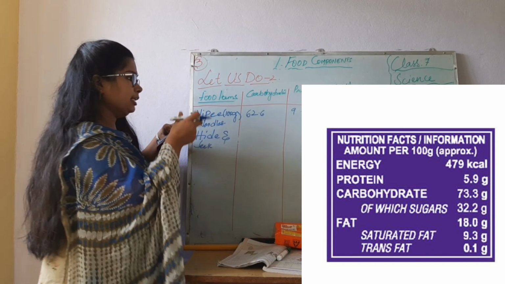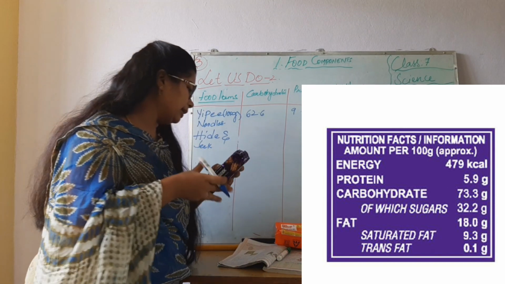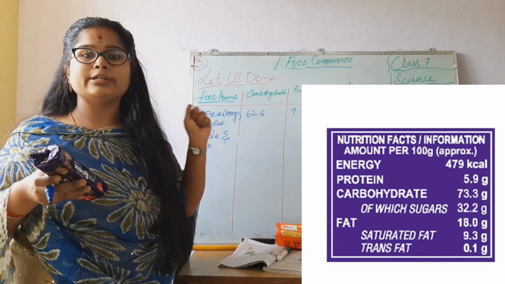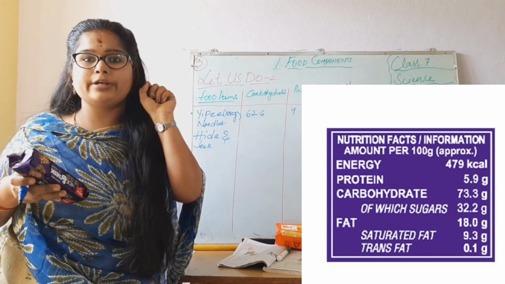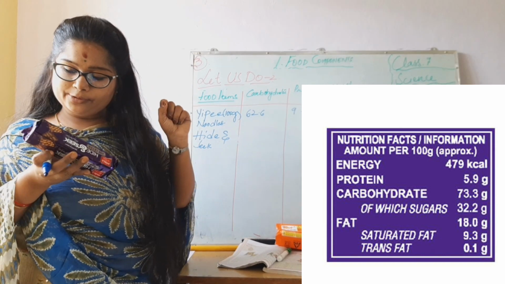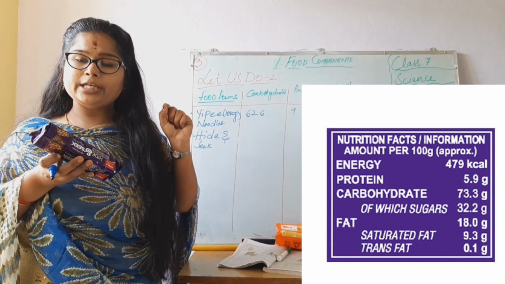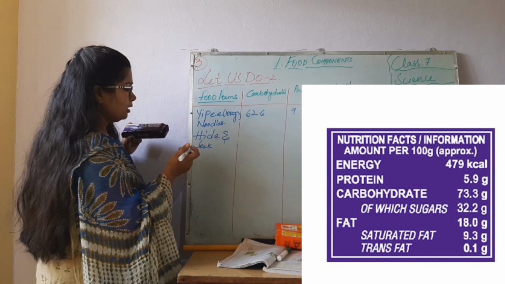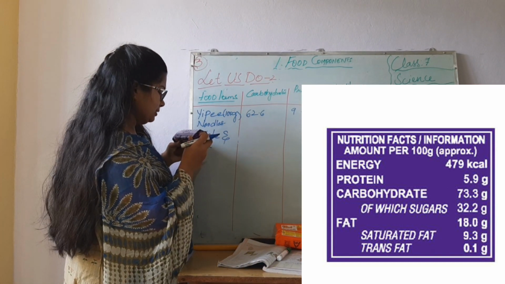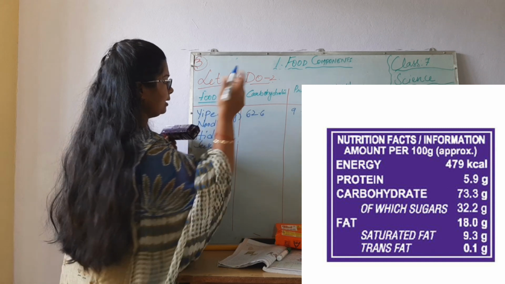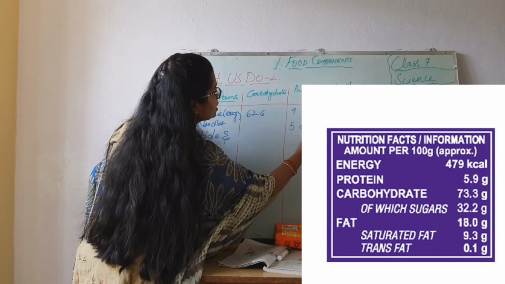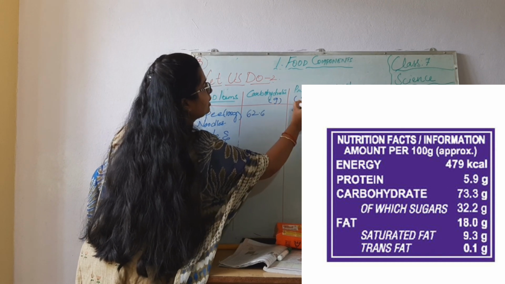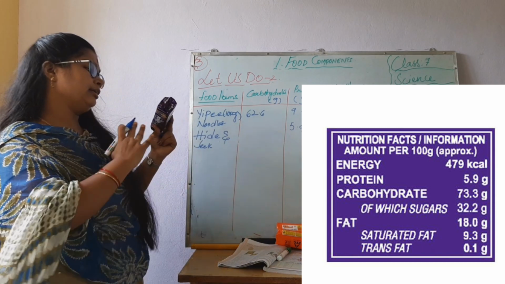In this, energy is 479 kilocalories, whereas Yippee noodles gave 468 kilocalories of energy for 100 grams. Next is protein. How much protein does it contain? 5.9 grams. All are in grams only. So 5.9 grams.